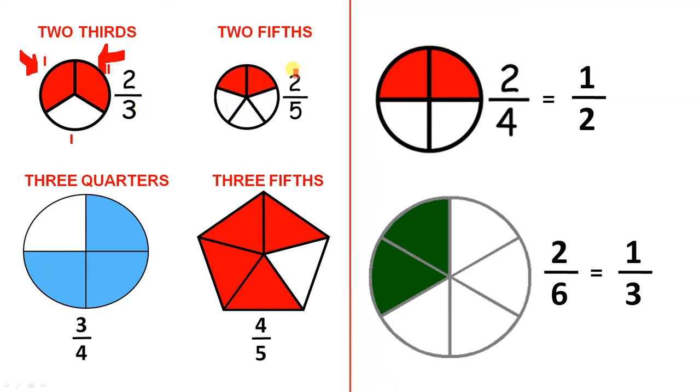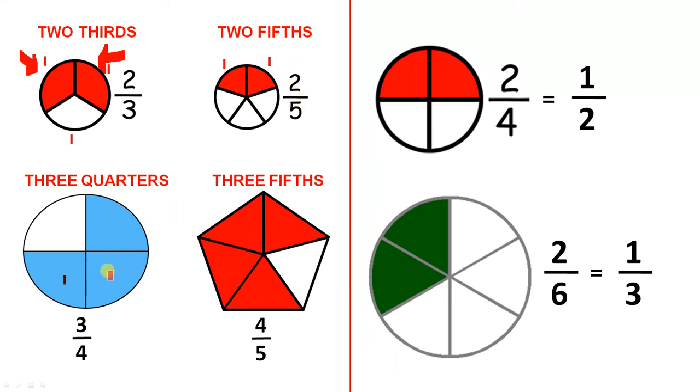2/5, it's exactly the same thing. 2 represents the number of parts that are shaded, which are those 2, and 5 represents 1, 2, 3, 4, 5. So the circle is divided into 5 parts altogether, and 2 of them are shaded, so the fraction is 2/5.